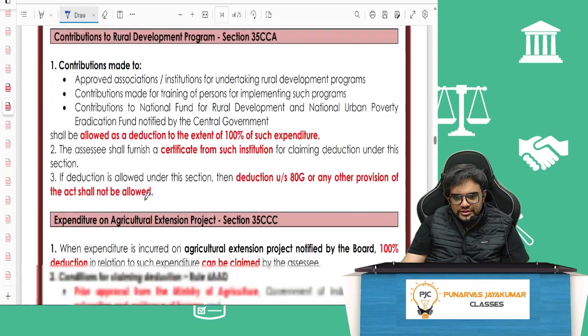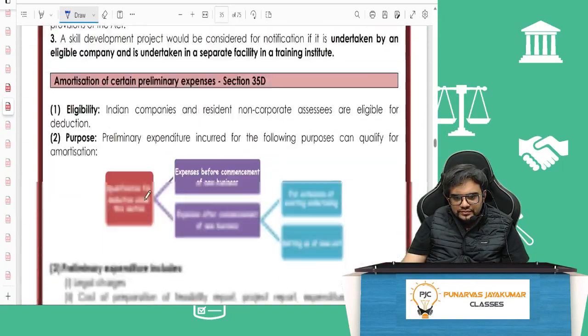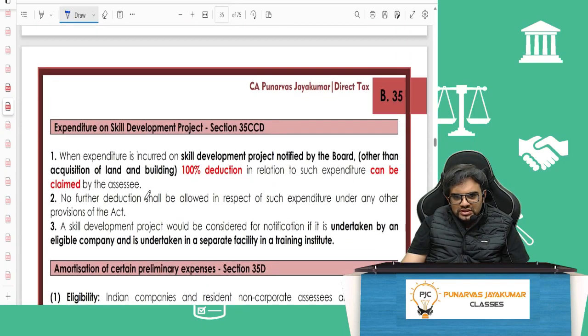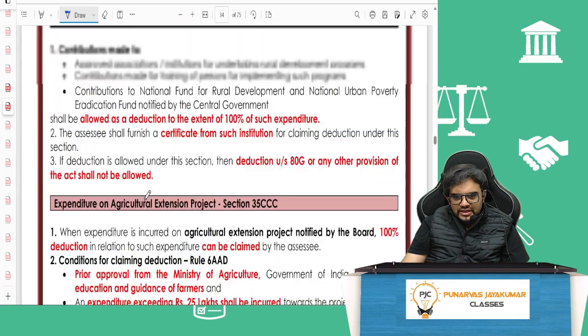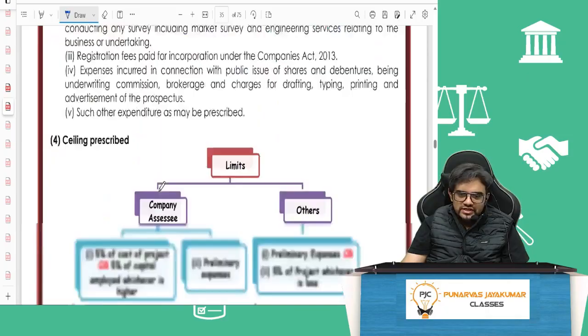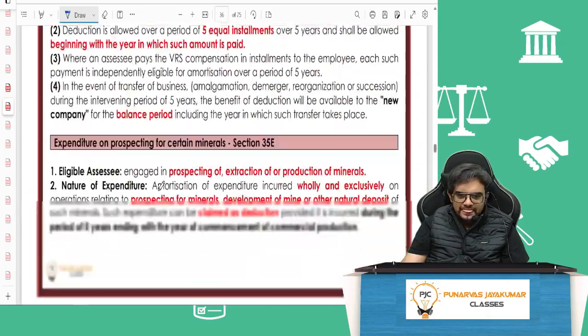So that's about it. All these are normal skill development, agriculture extension. These are all normal stuff, guys. We'll not waste time doing all that.